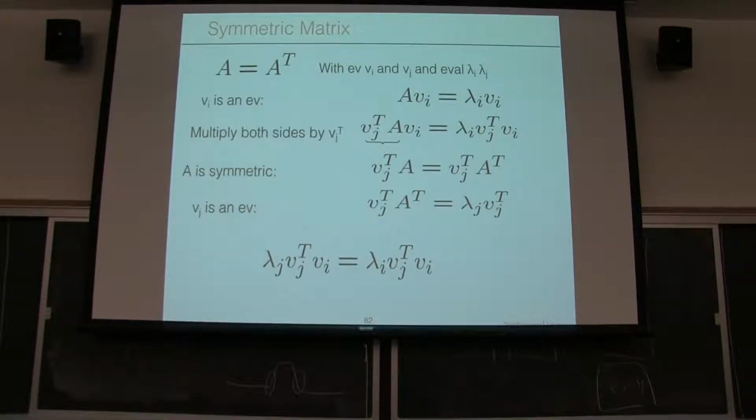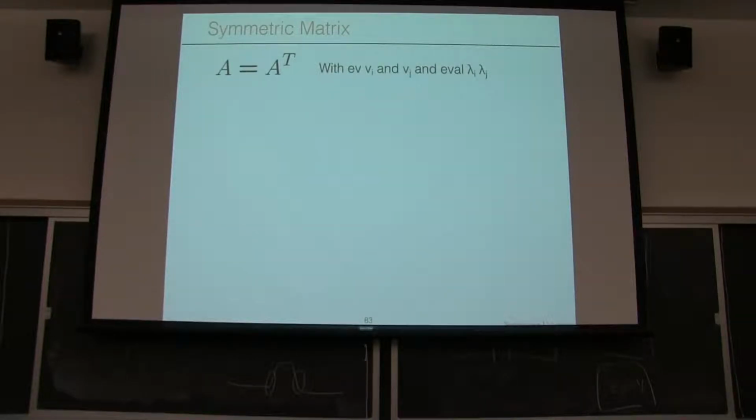So I started by just having two eigenvectors with different eigenvalues, and did some algebra, and I got that. Now, Vj transpose Vi is on both sides. So let's put everything on one side, factor out Vj transpose Vi, and I have that this equation has to be equal to 0.